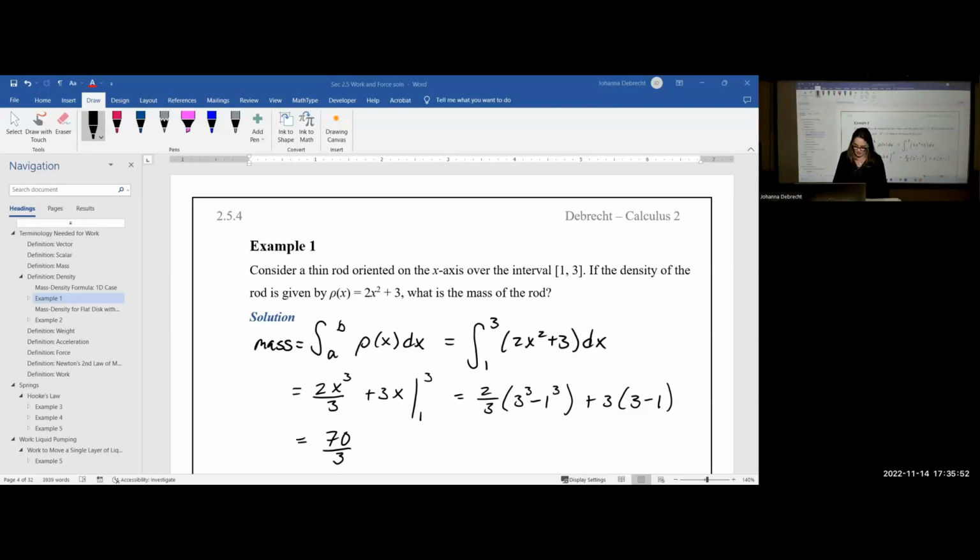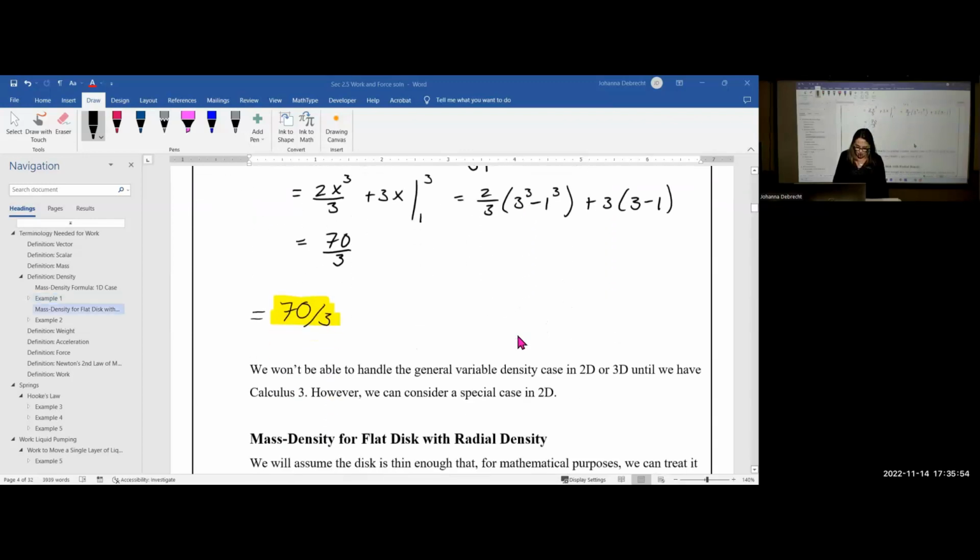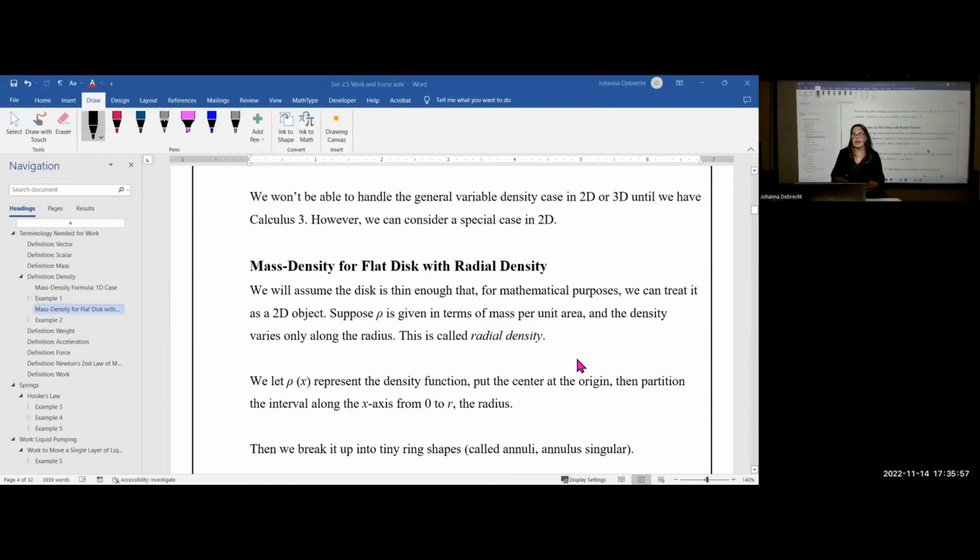Now we want to go ahead and think about something else. We're not going to be able to handle the 2D case and the 3D case until we get to calculus 3. In calculus 3, we'll learn how to work in 2 and 3 dimensions better, and we'll be able to have variable density across area and variable density across volume. And we'll be able to figure out what the mass is, even in those cases. However, we can look at one special case in the 2D case, and that's called mass density for a flat disk with radial density. Now, what does that mean?